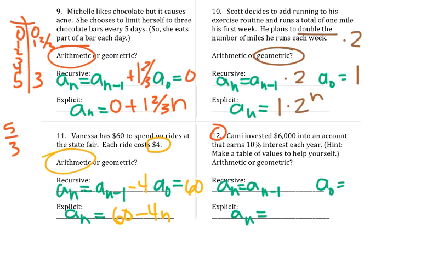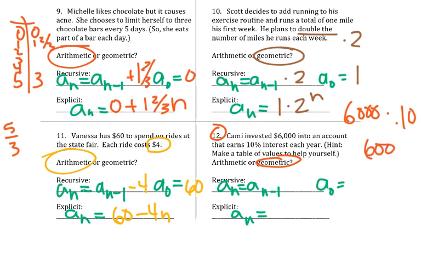So Cami invested $6,000 into an account that earns 10% interest each year. Okay, so typically when we're dealing with percents, you can pretty much bet that it's going to be geometric. Okay, and the easiest way to think about this, because it's easy to find 10% of 6,000, right? We just times by 0.10, which we would get 600.